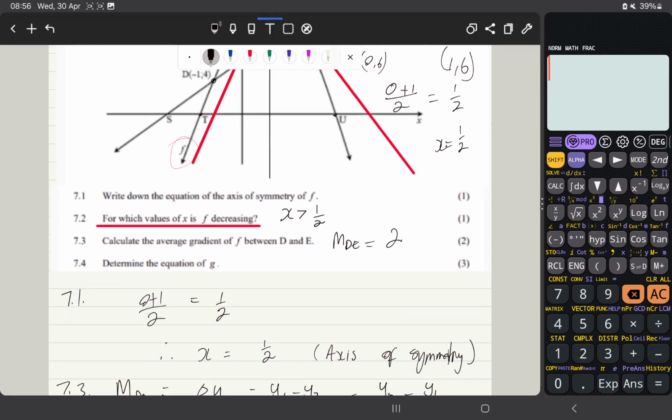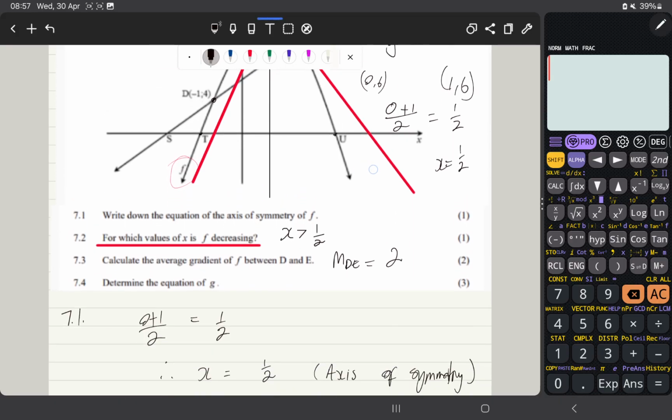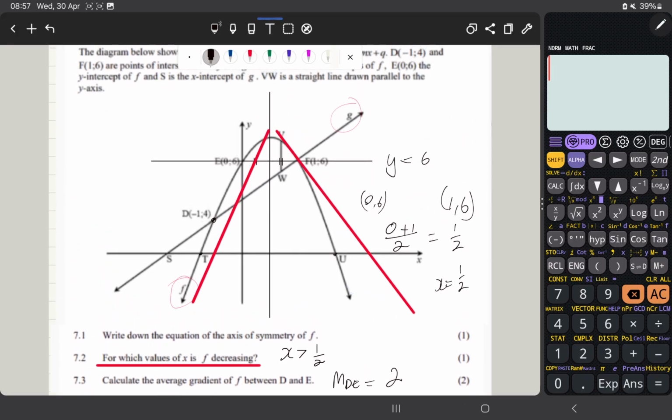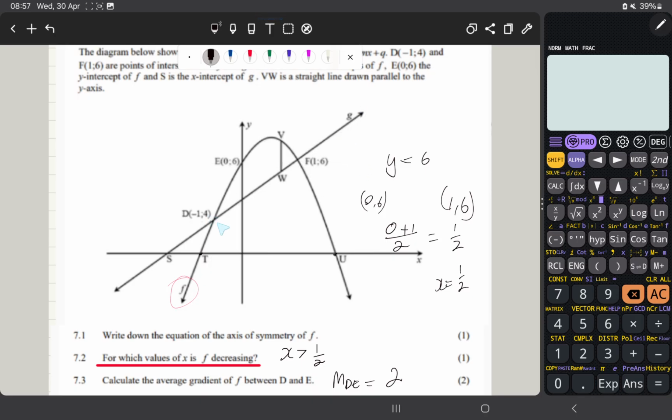And then they say determine the equation of g. Let's look at what we have about g. We have 2 points. Let me erase all this that we have. Yeah, we have 2 points. We have this point and we have this point.